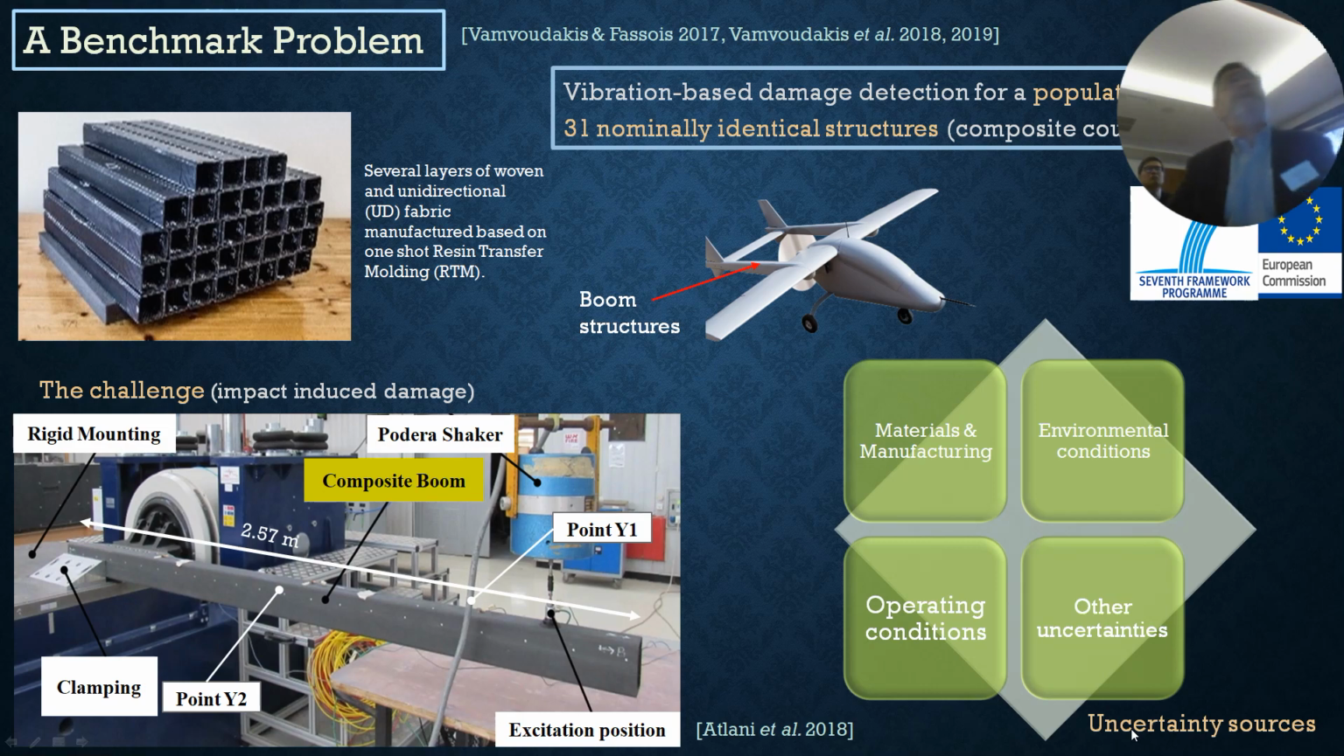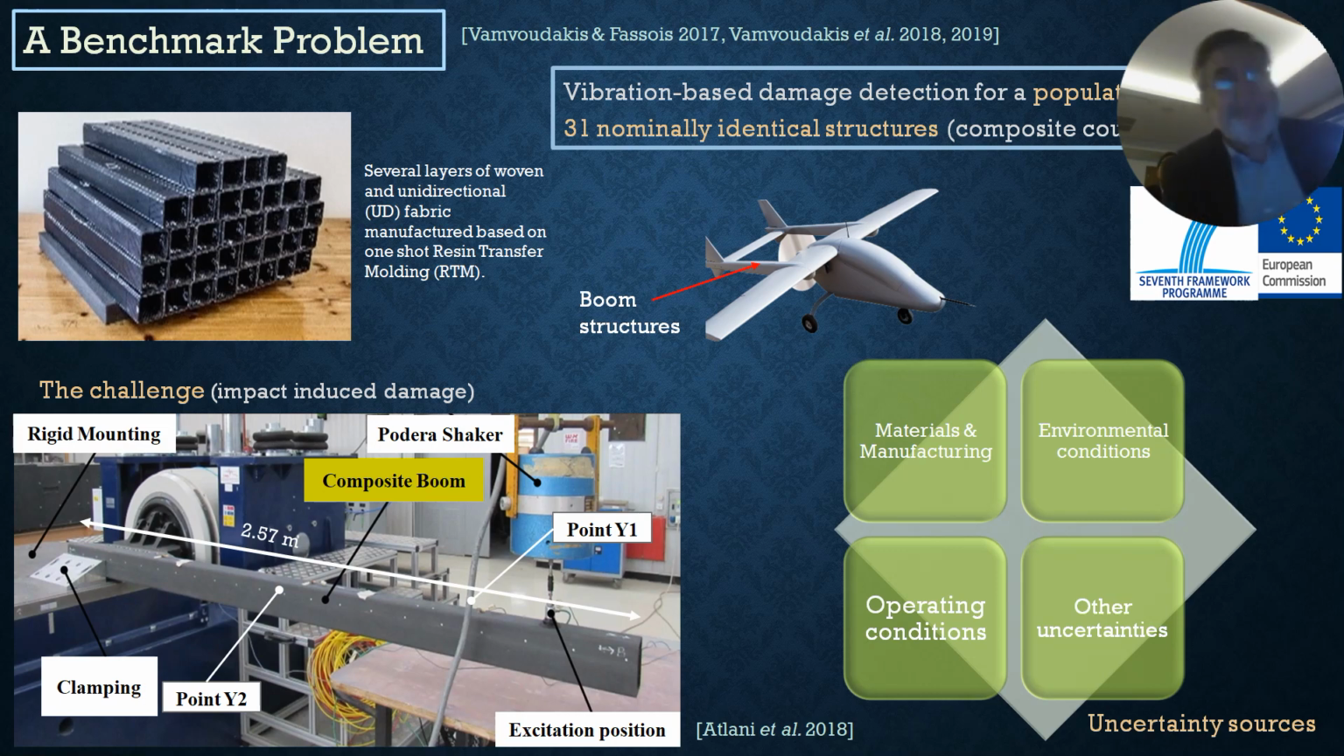Okay, here I have an example from a project where we have a population of structures. These are also coming from a UAV. So this is a boom. You can see it here under experimental testing. So we have an exciter here and we measure at different points by using accelerometers, or other sensors can also be used. It's a composite structure, as you can see here. It's right here on the UAV. It's this kind of structure. Okay. And we have another. We have 31 of these structures.